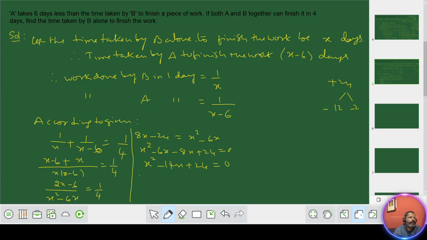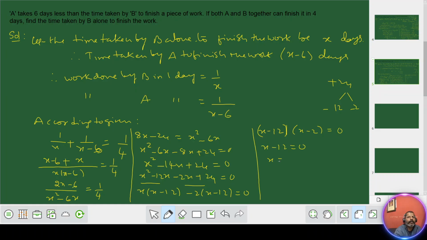So this can be written as x square minus 12x minus 2x plus 24 equal to 0. Take the common terms: x of x minus 12 minus 2 of x minus 12 equal to 0. x minus 12 is common and the remaining is x minus 2. Equate each of them to 0. You get x equal to 12, one answer. x minus 2 equating to 0, we get x equal to 2.